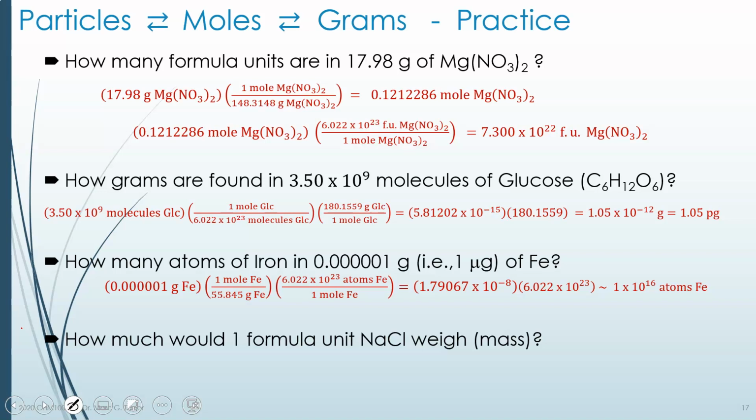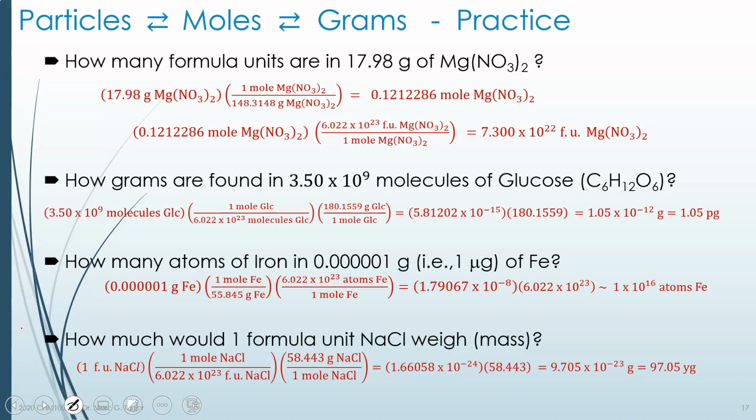And the last one is taking 1 formula unit of sodium chloride, and you're asked for the mass. So 1 formula unit of sodium chloride, you know that it weighs 58.443 daltons, because that's the molar mass in daltons. That's the molecular mass, that's the formula unit mass of sodium chloride. But what you're asked for is the mass in grams. So you have to do the same thing as you did in the second problem. So instead of starting with 3.5 billion molecules of glucose, you're only starting with 1 single formula unit of sodium chloride, and you're going to end up with an incredibly tiny mass of your sodium chloride.